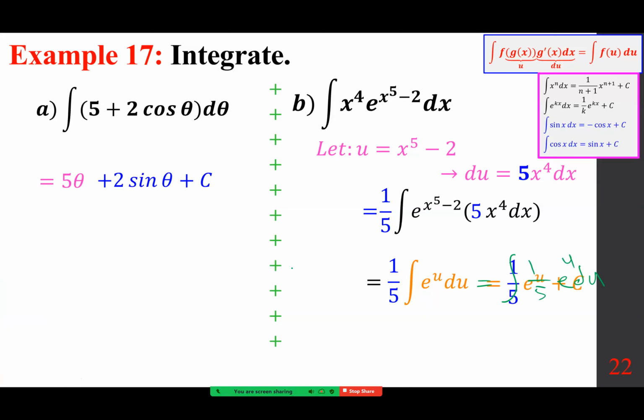So let me actually write it here. 1/5 e to the power of u du inside, and then delete this. And you replace it, and you're done.